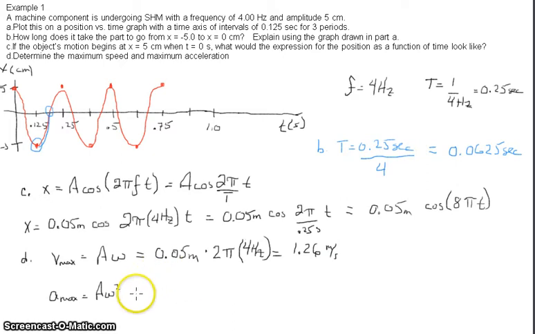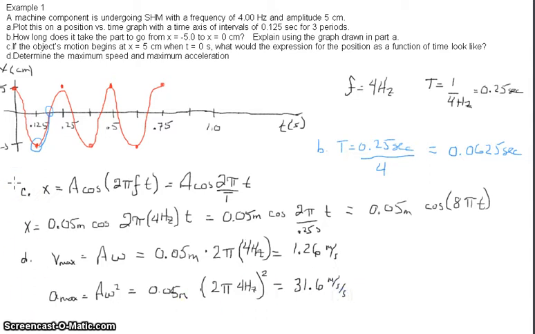And that would be the maximum speed. To determine the maximum acceleration, you're going to have 0.05 meters times 2 pi times 4 Hertz, and the 2 pi times 4 Hertz has to be a squared term. When you solve this for the acceleration, you are going to get 31.6 meters per second per second.